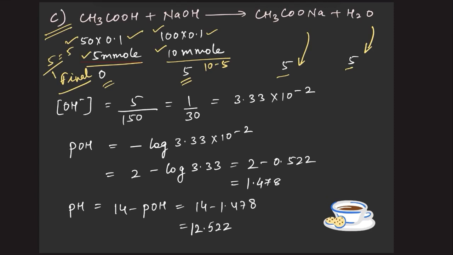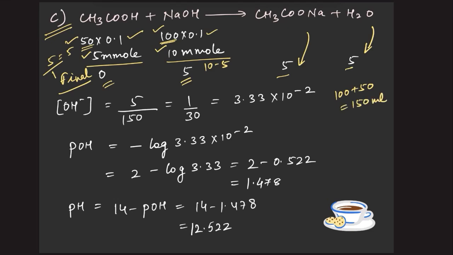What will be the total volume of solution? 100 milliliter of sodium hydroxide is mixed with 50 milliliter of acetic acid. So total volume will be 100 plus 50, which is equal to 150 milliliter.